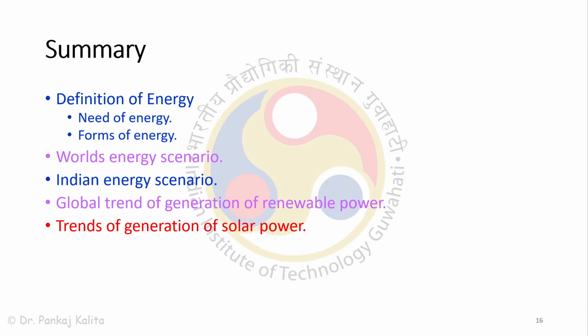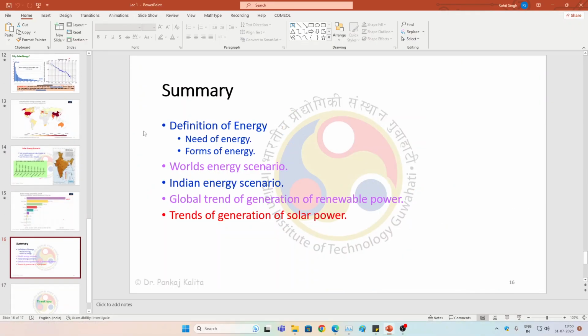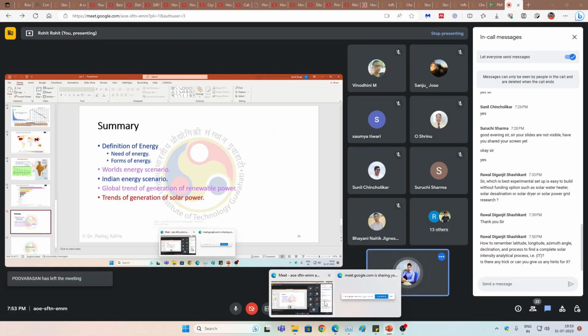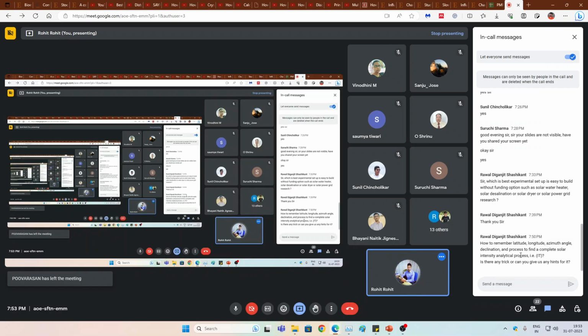So if we summarize this slide, basically we defined the energy and then showed the requirement of energy, world energy scenario, Indian energy scenario, global trend of generation of renewable power, and trend of generation of solar power. So these things were utilized to get a good view about the utilization of solar energy. I think most of the concepts have been clear to you guys. So let me pause a little and take your questions.